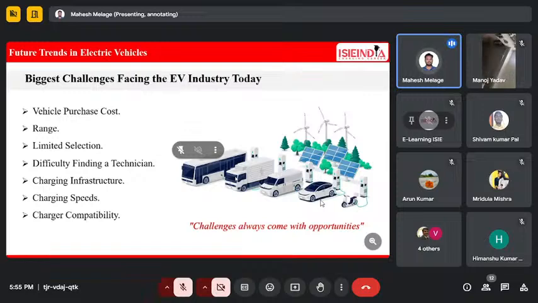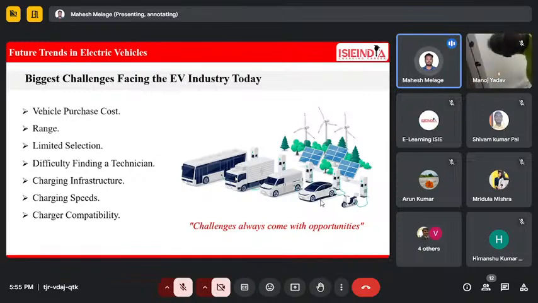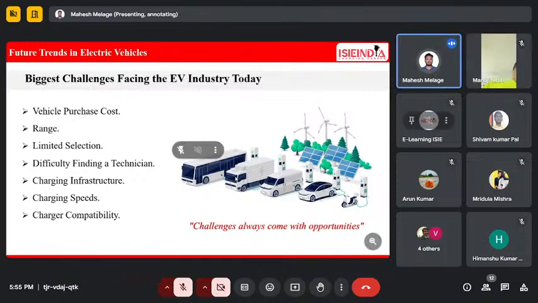So batteries are made of lithium ion and nickel material. It is a rare material. So that's why the vehicle cost will be high. Purchasing cost will be high.